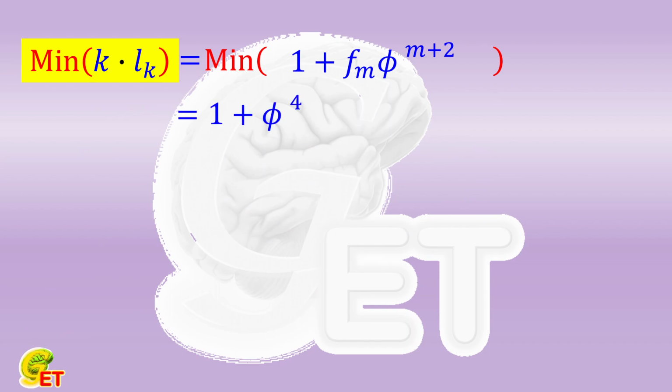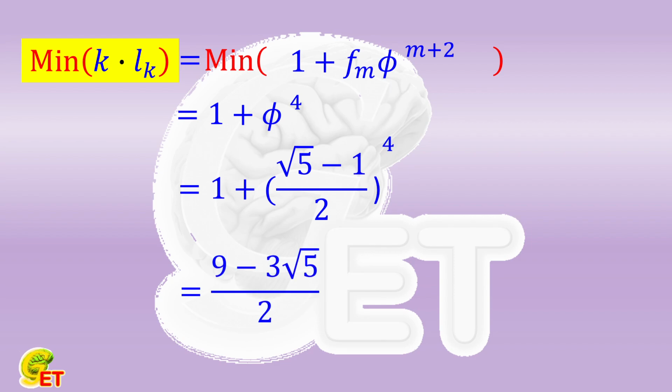Bring in the value of the square root of 5 minus 1 over 2. The final answer is 9 minus 3 times the square root of 5 over 2.